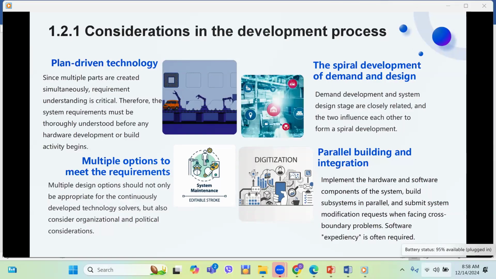Multiple options to meet the requirements. Multiple design options should not only be appropriate for the continuously developing technology, but also consider organizational and political considerations. Parallel building and integration: implement the hardware and software components of the system, build subsystems in parallel, and submit system modification requests when facing cross-boundary problems. Software expediency is often required.